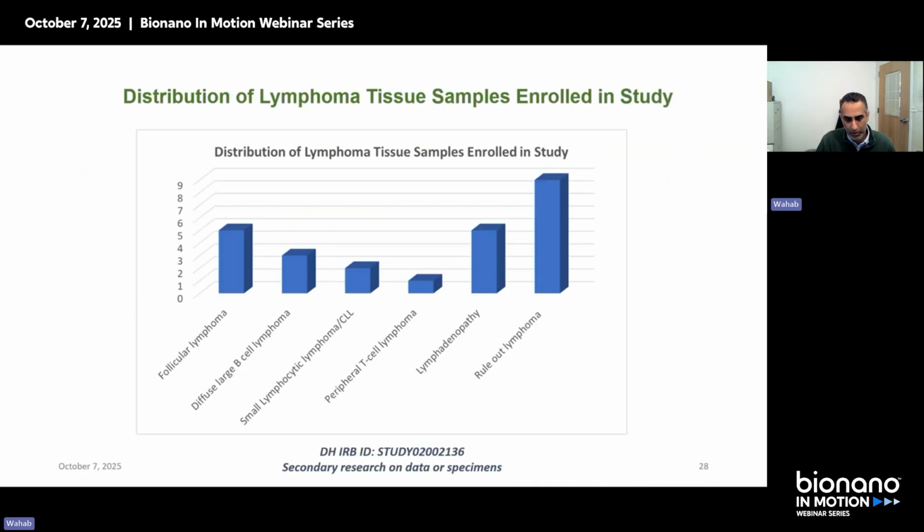So in our research cohort, we included samples across both follicular lymphomas and diffuse large B cell lymphomas, high grade lymphomas. Some of these were surgical specimens, so they didn't know exactly what the diagnosis would be. So it'd be rule out lymphoma specimens, as well as small lymphocytic lymphomas, and some CLLs were in there as well. We also included some T cell lymphomas in our cohort.